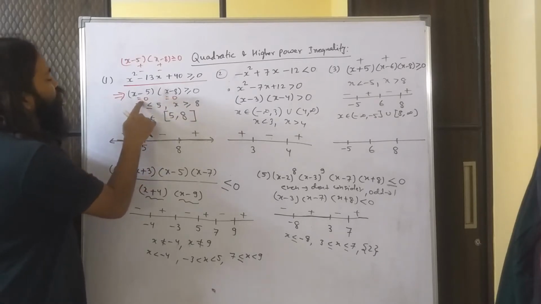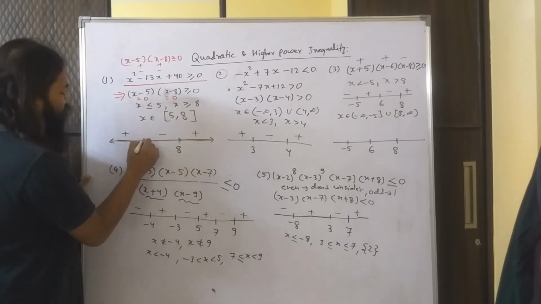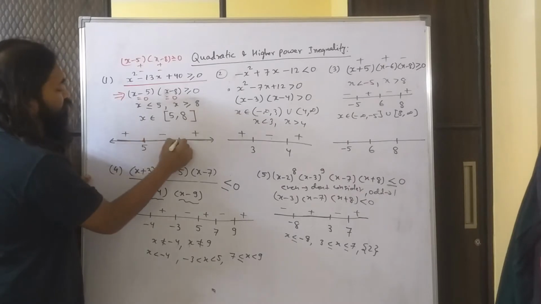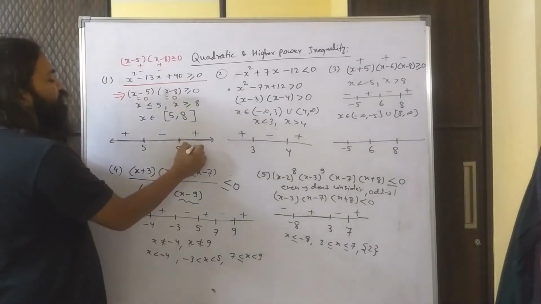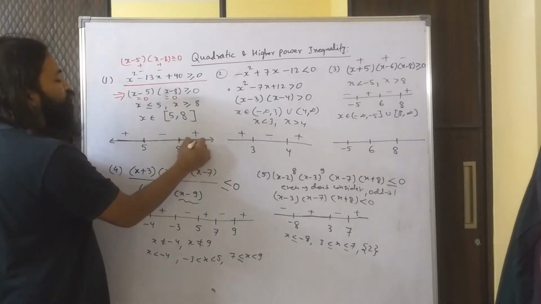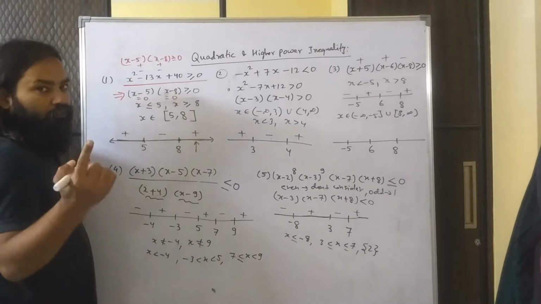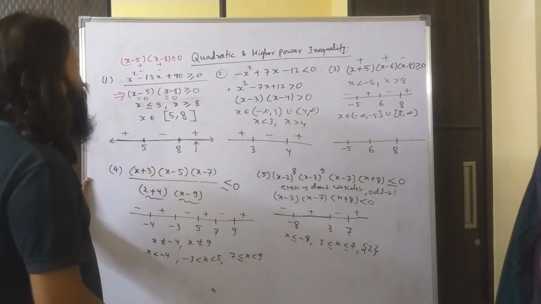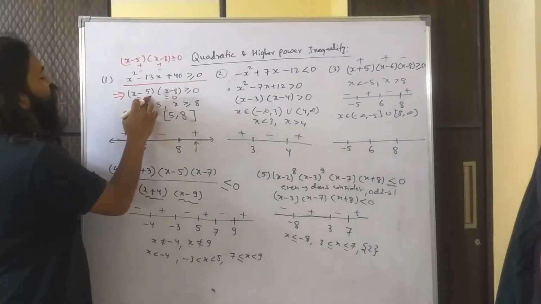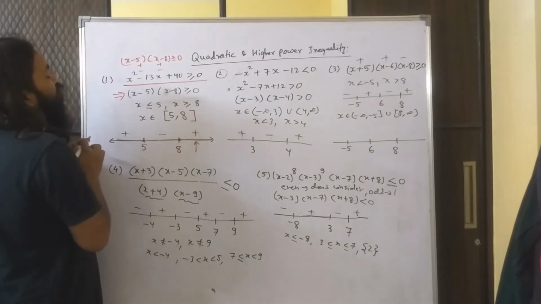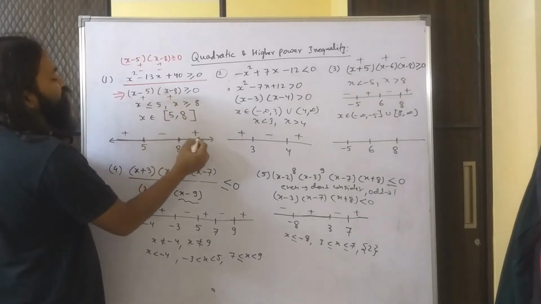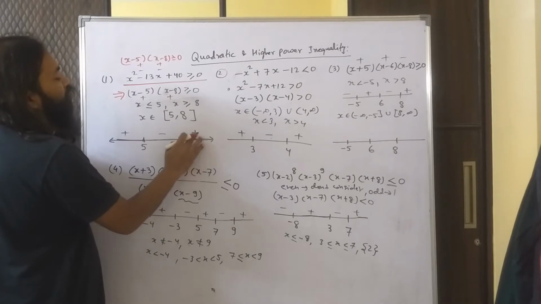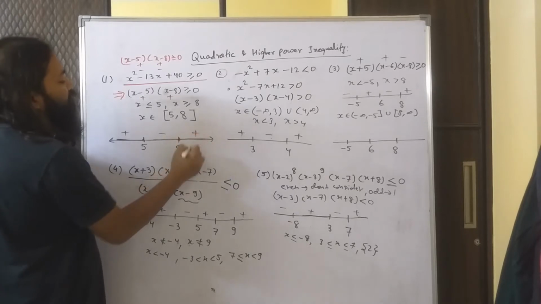So I'm getting x equal to 5 and x equal to 8. Put those numbers on the number line. So x is 5 and x is 8. Now let us check for all the values which are more than 8. Let's take x equal to 10. Now if I take x equal to 10, this bracket will become positive, and this also is positive. So plus into plus is plus. So in this region it will be plus.